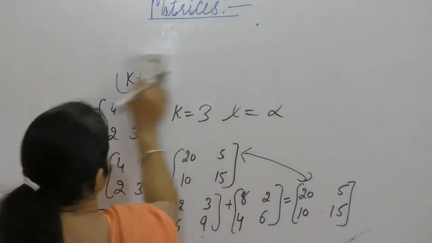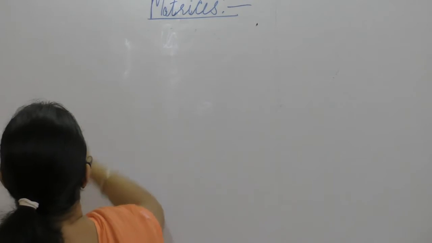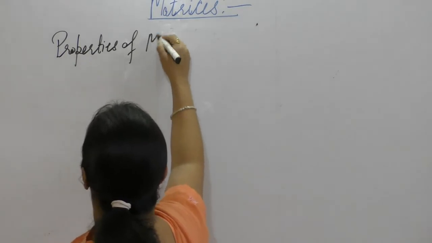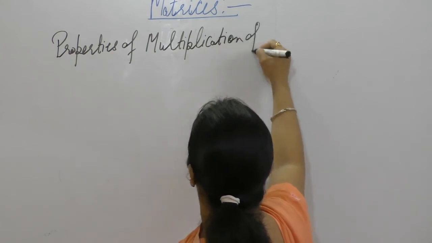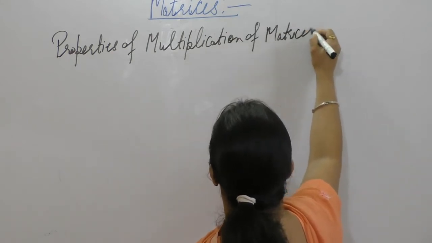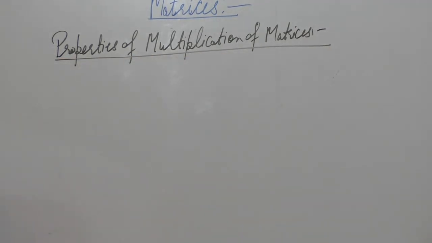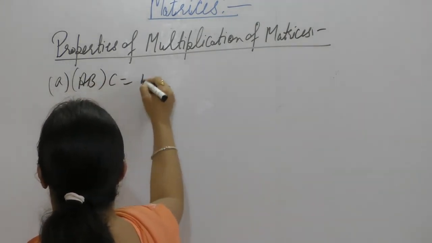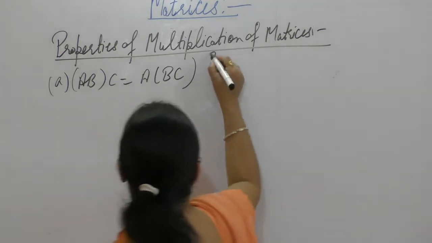Now these are all the properties of matrices under addition. Now properties of multiplication of matrices. Multiplication of matrices: AB into C is equal to A into BC, where both sides of the equality are defined. This is the associative law.